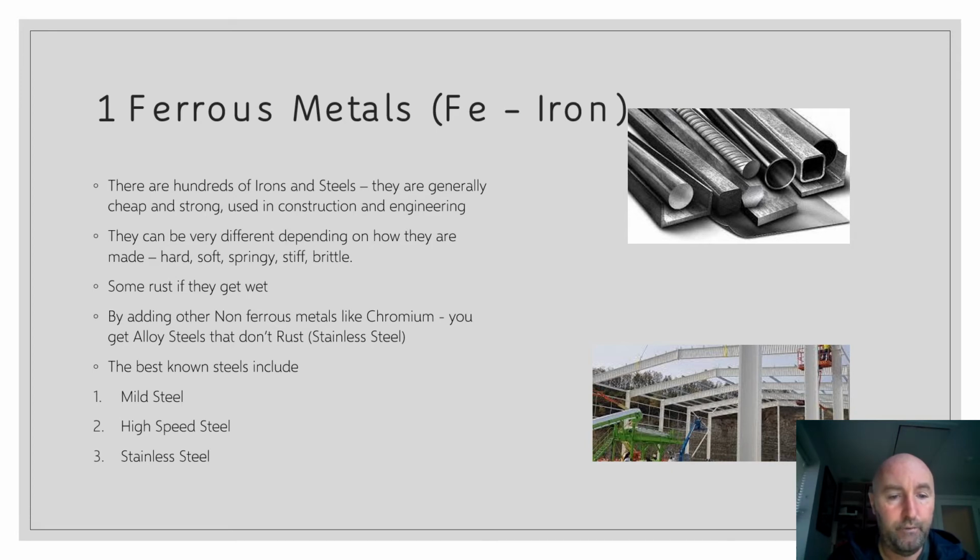So steels are famous, I suppose, for rusting if they get wet, which is why we make stainless steel then, which is adding chromium to steel, which then becomes an alloy, but it doesn't rust. So by adding metals like chromium, you can get steels that don't rust. The best known steels would be mild steel, high-speed steel that's used for drill bits and cutting blades and stuff like that, and stainless steel.